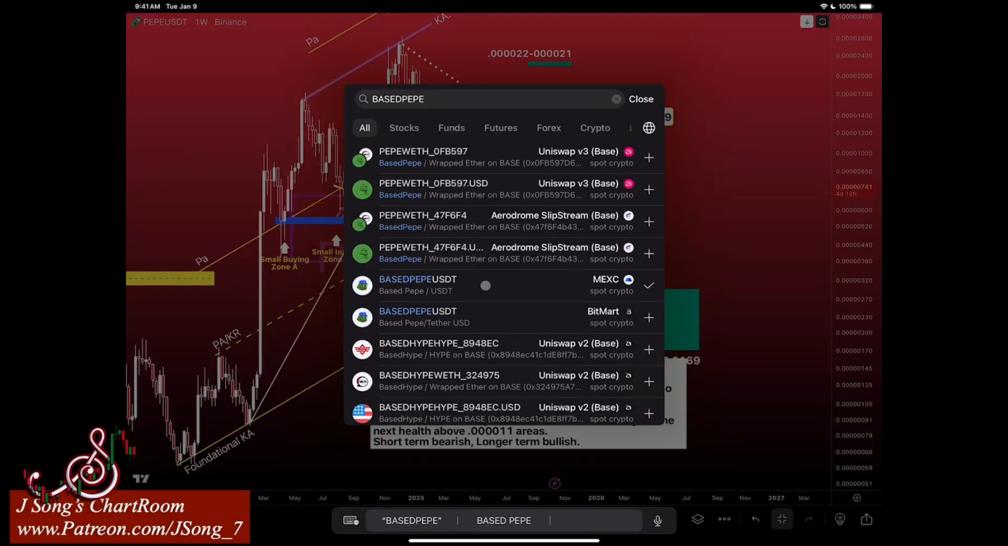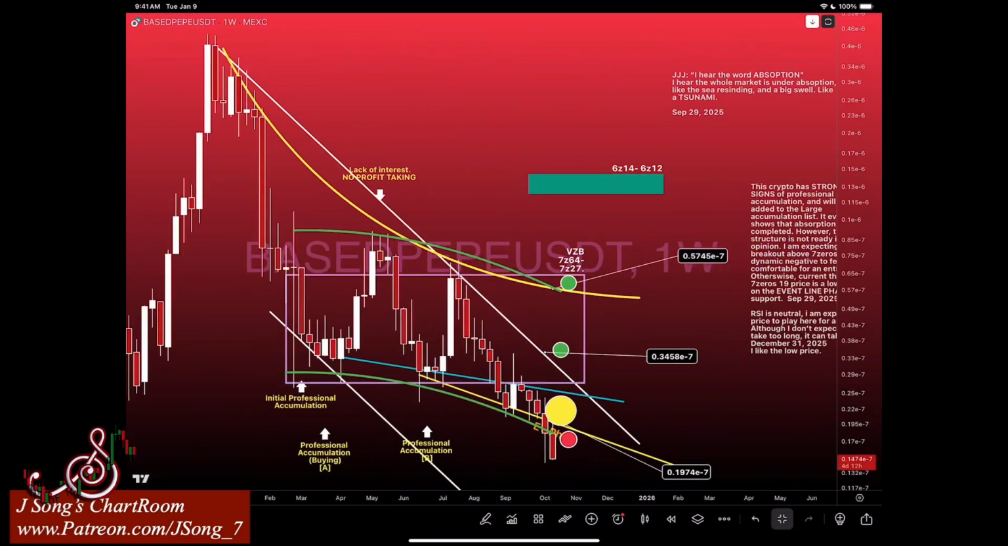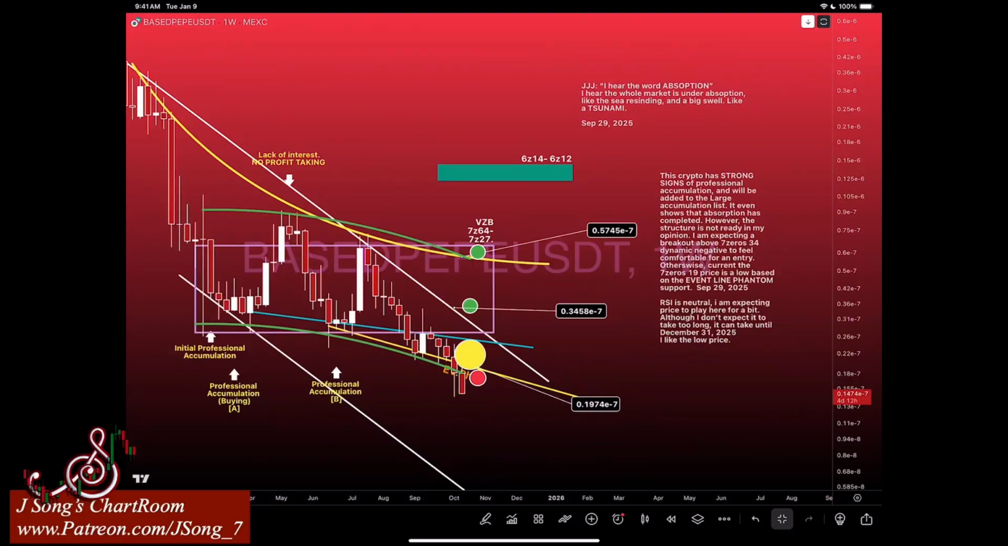Oh, okay, here we go. We're looking at it, the radar. Okay. Yeah, it's 1-4. I think it's a bunch of zeros, 1-4. 7 zeros, 1-4, 7-2 is what I see. Okay, let me look at my large accumulation list.